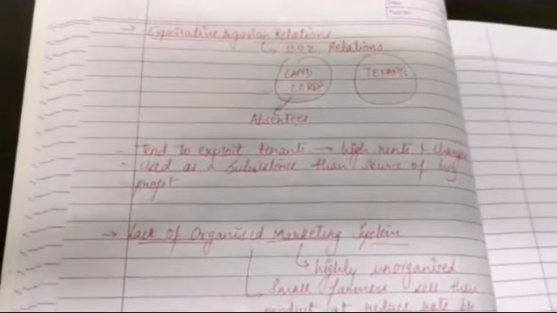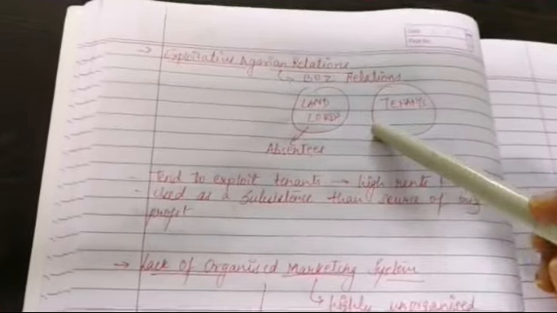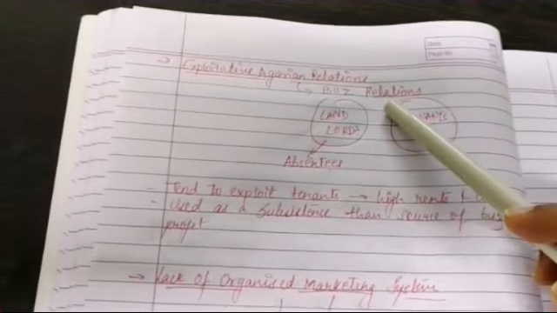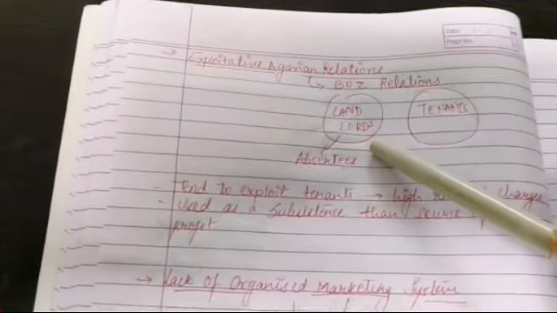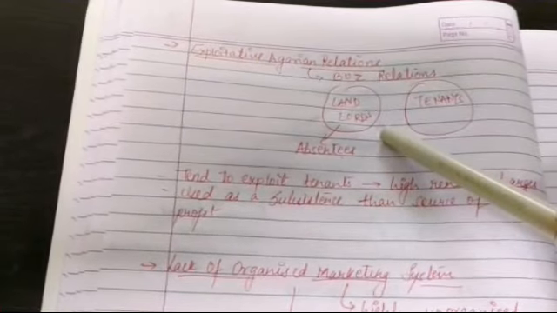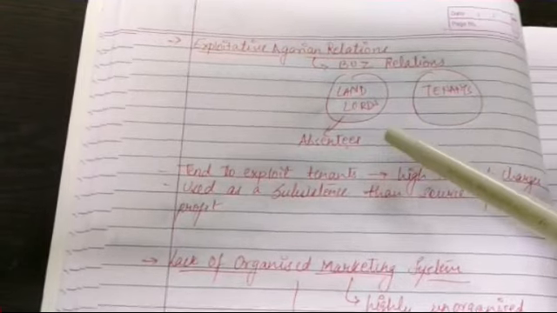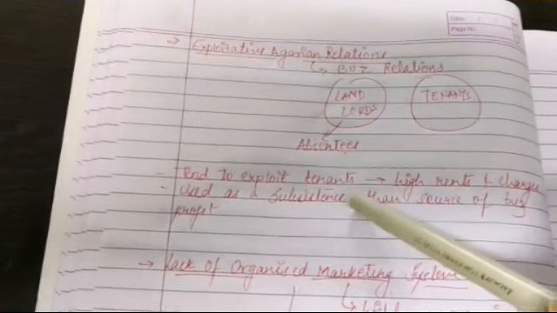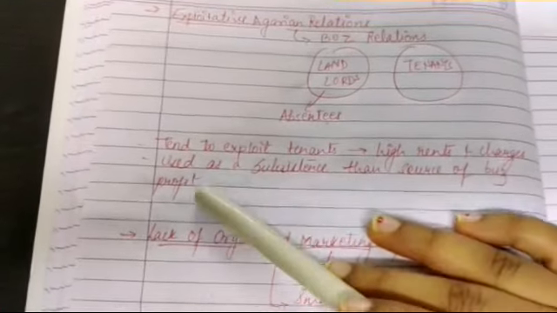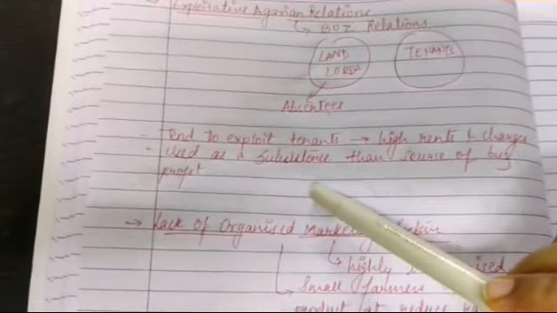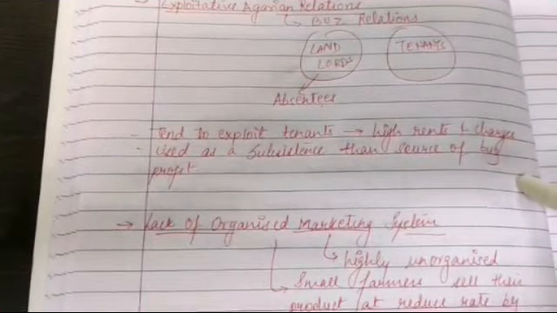Going to the last two topics, the first is exploitative agrarian relations. These agrarian relations mean the business relations between landlords and tenants. Basically, these landlords are absentees. Relying on their rental income, they tend to exploit tenants with high rents and charges. Still, tenants use the land for subsistence farming rather than as a source of business profit.